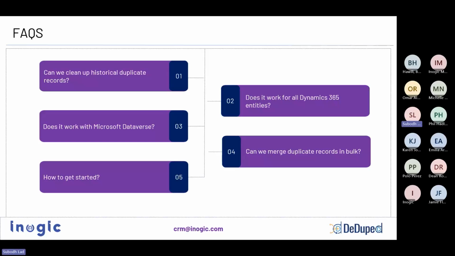The third question being, does it work with Microsoft Dataverse? Yes, it does work with Microsoft Dataverse. The fourth question is, can we merge duplicate records in bulk? Yes, we can. We have the Windows tool for that, our dedupe tool. You can just use that and start merging your duplicates in bulk.